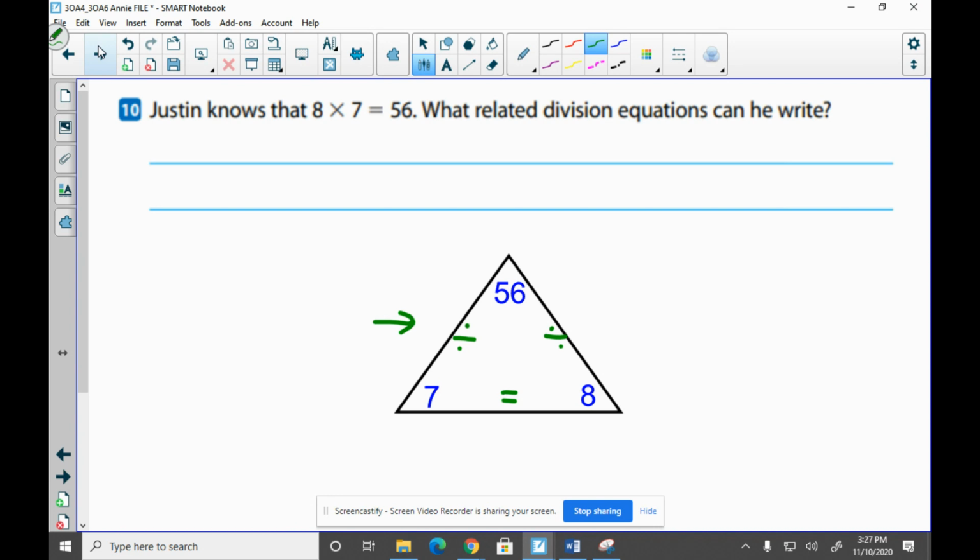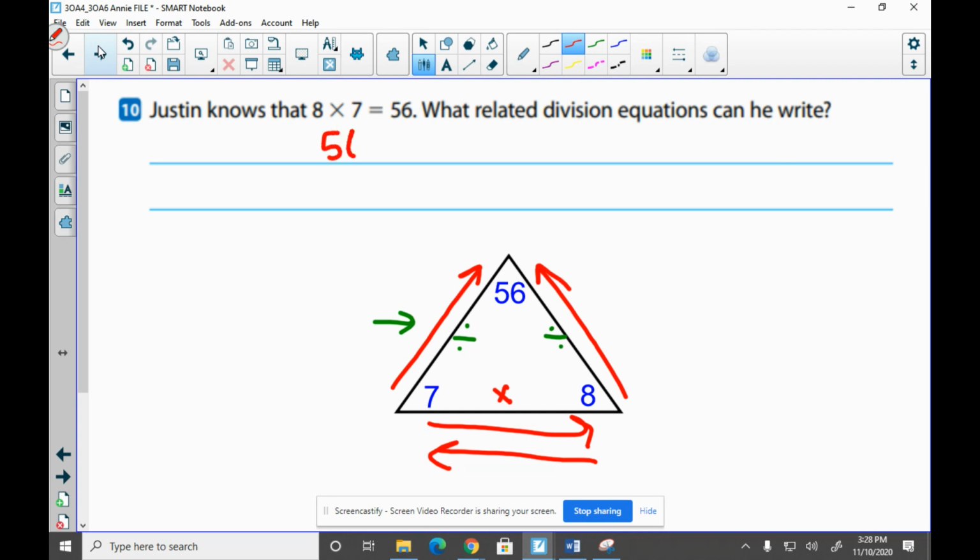Or if you read it as a multiplication problem, you would say 7 times 8 equals 56, or 8 times 7 equals 56. So pause and write a division sentence down and check back with me. I told you the answer verbally, so you could say 56 divided by 7 equals 8, because if you read a multiplication sentence backwards, it becomes a division sentence.